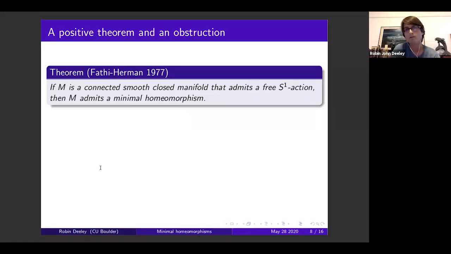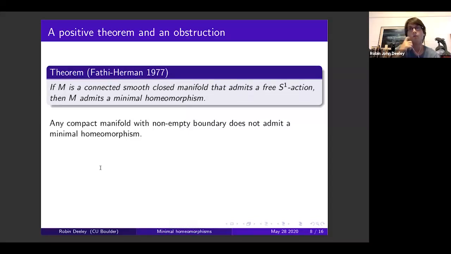So that's good news. Now some of the bad news. The first bad news is if I have a compact manifold with non-empty boundary, then it can't admit a minimal homeomorphism. And the proof's not hard. Just imagine the unit interval. Those endpoints, where can they go? Can their orbit be dense? Not so much. They've got to go either back and forth or stay the same. And so we see that this is an obstruction. Having a boundary is an obstruction to admitting a minimal homeomorphism.